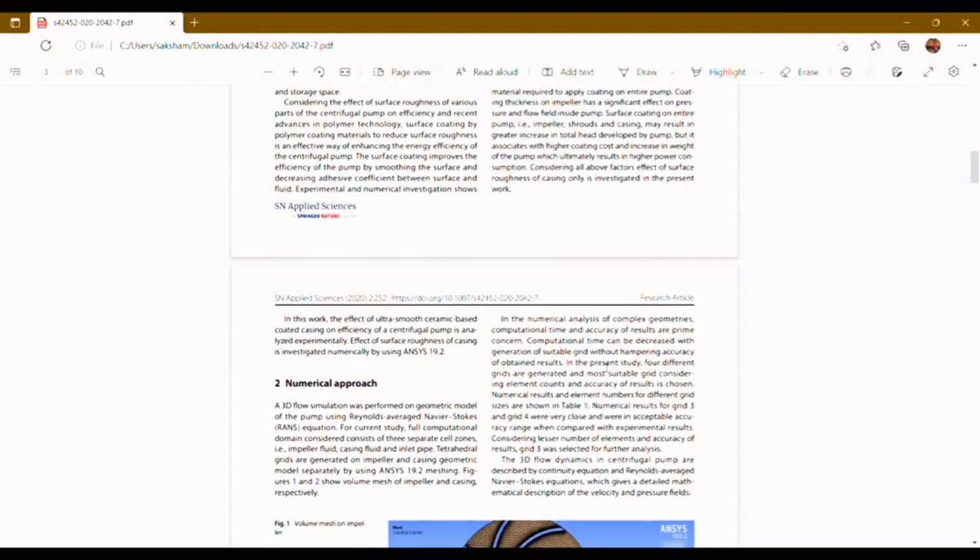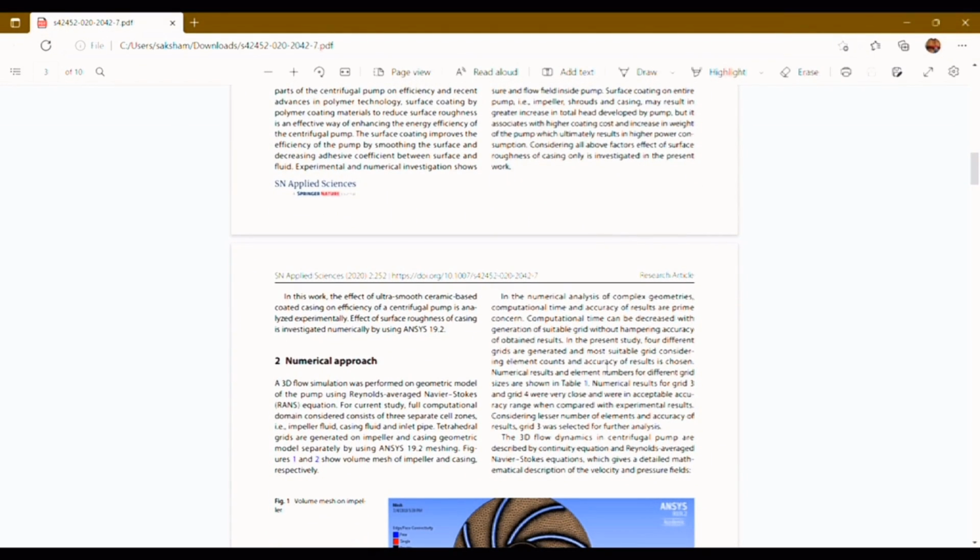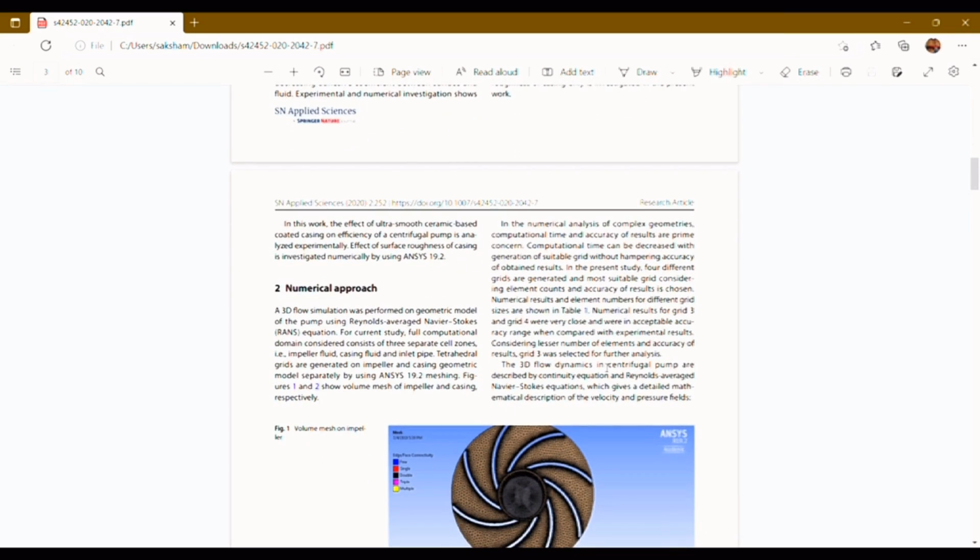Now, the numerical approach. Firstly, a 3D flow simulation was performed on a geometric model of the pump using Reynolds average Navier-Stokes equation. For the current study, the full computational domain considered consists of three separate cell zones, that is impeller fluid, casing fluid and inlet pipe.